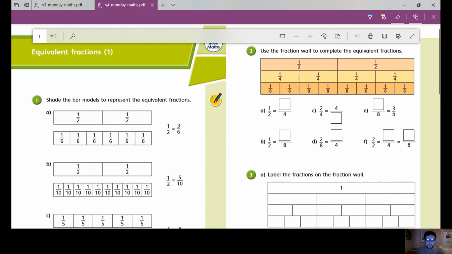Year 4. What you're going to be doing is continuing with our fraction work. Now you're going to be looking at equivalent fractions. Now equivalent fractions just means they are the same, they're equal. Okay, so it says shade the bar models to represent the equivalent fractions. Shade a half.